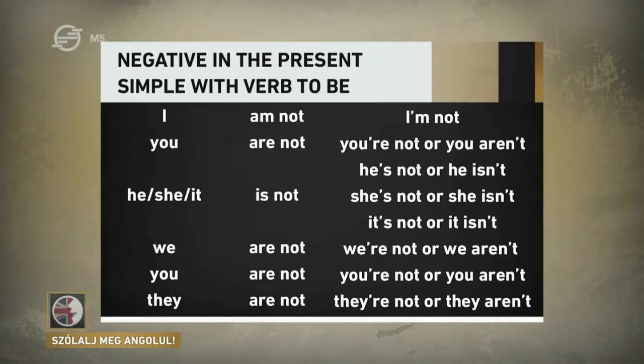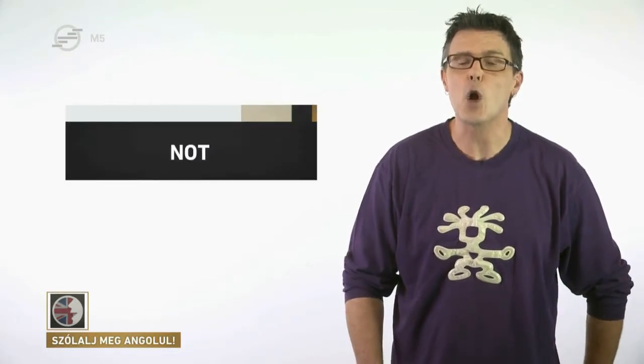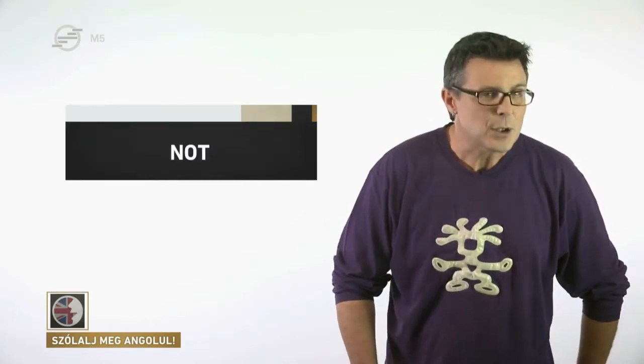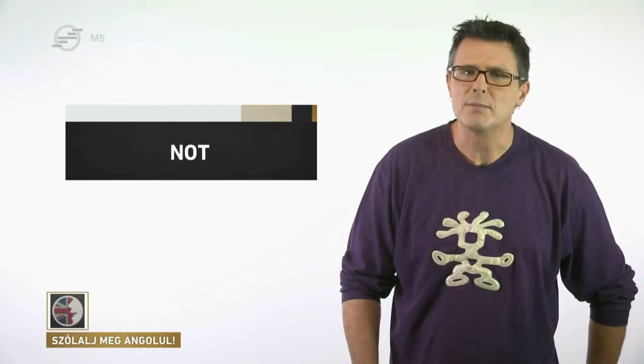Now, before we ask the lovely Mabel to show us that information in a table, let's just think about negatives for a minute. Okay, great. So we know that when we want to make a negative sentence, we add the word not. So, thinking logically, what's the word we need to add to make a past simple sentence with the verb to be negative? Bingo! Not.